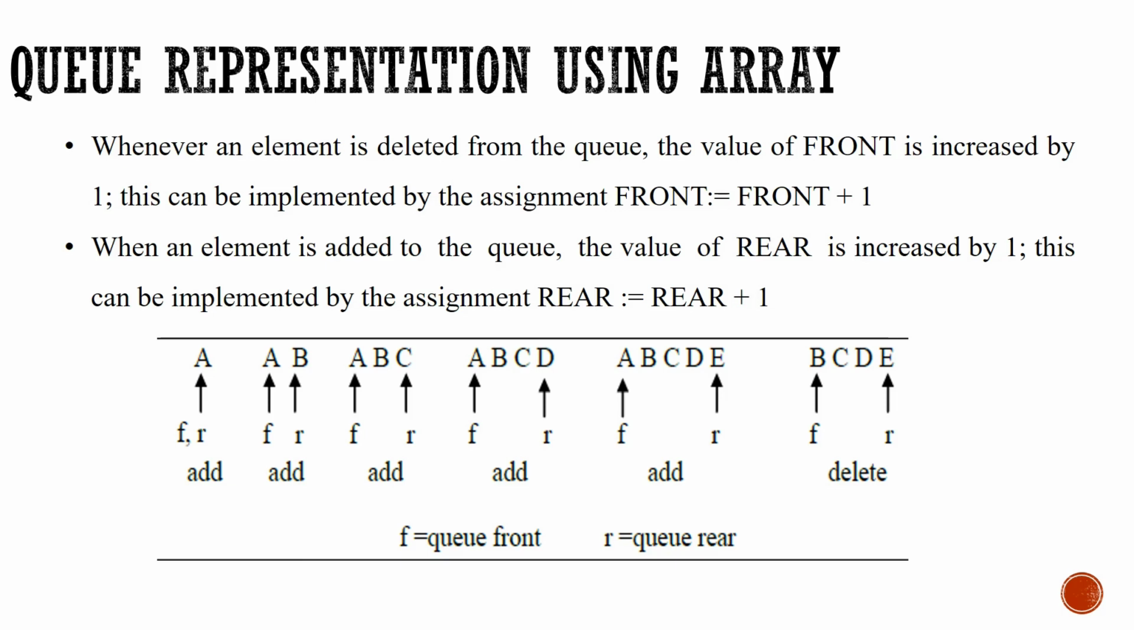When I insert the next element, the rear pointer will be incremented by 1. That is, now the rear is pointing to C. Next, when I insert D, rear is again incremented by 1, and now it is pointing to D. When I insert the next element E, rear is pointing to E. When I delete the first element, front will be incremented by 1. Now the front is pointing at B. That is, for each deletion, front is incremented by 1, and for each insertion, rear is incremented by 1.